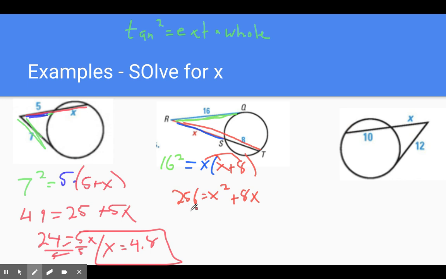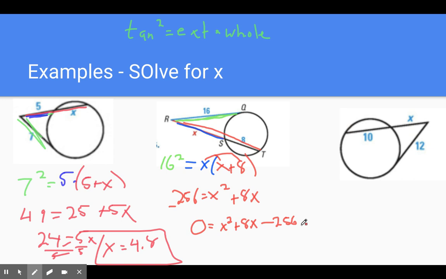Okay, now if we subtract 256 from both sides, we end up with 0 is equal to x squared plus 8x minus 256. And again, this is something that you should have learned in Algebra 1. There's multiple different ways that we can solve this. We can either use the quadratic equation, x equals negative b plus or minus the square root of b squared minus 4ac all over 2a. Look at that, still remembering the quadratic equation. Or you can factor it as well.